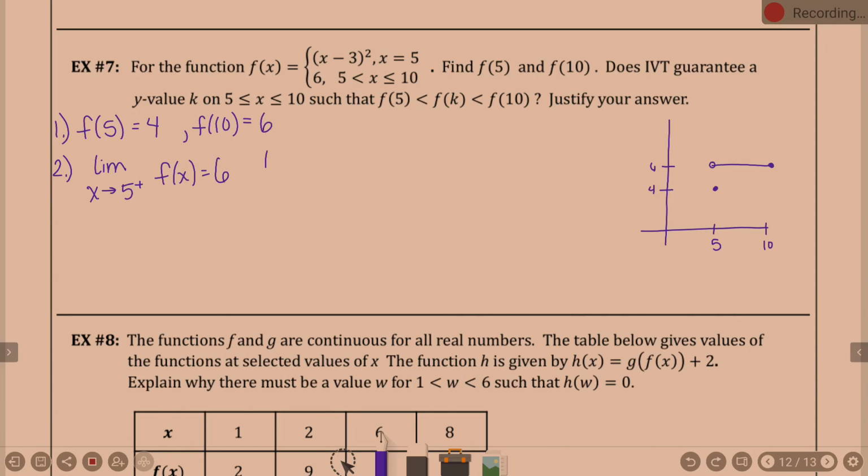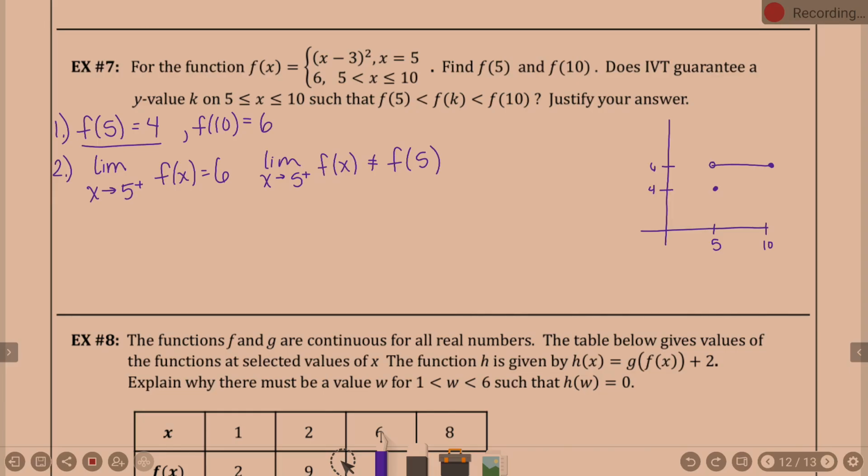The limit as x approaches 5 from the right. Well, here's the deal. What does it not equal? It does not equal the point at the right. So it does not equal f of 5. Okay? Just saying that the endpoints aren't the same.